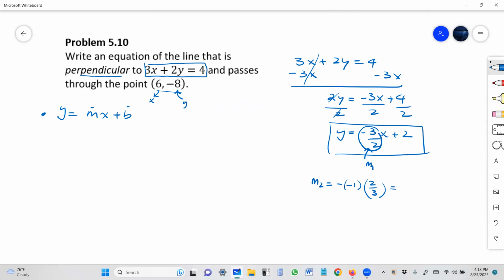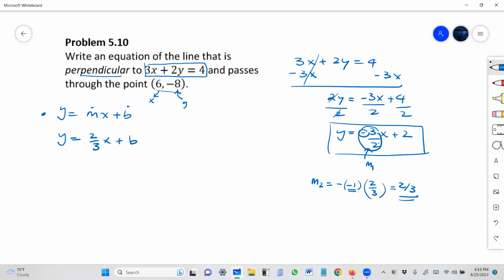If the lines are perpendicular, you're going to multiply this by a -1, and you're going to flip the two values. 3 goes to the denominator, 2 goes to the numerator. So minus times a minus is plus, times 2/3, 2/3. This is the slope of your line, okay? So I am going to write it here, just as I did before.